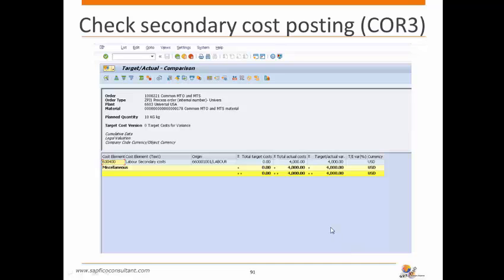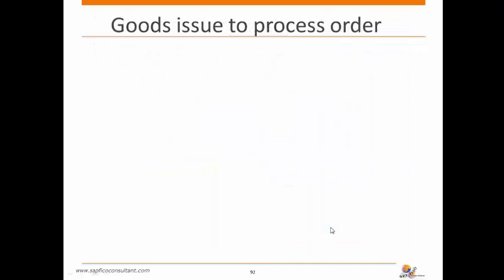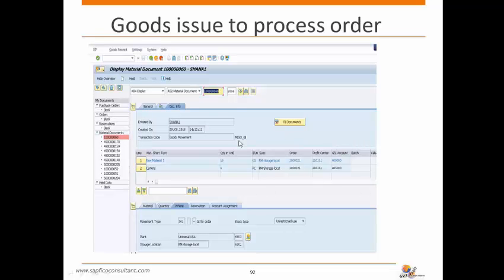Now the goods issue to the process order. Now some confirmations are done. So ideally the goods issue will happen first and then the confirmation. Goods issues are posted using a movement type called 261. 261 is goods issue for order.